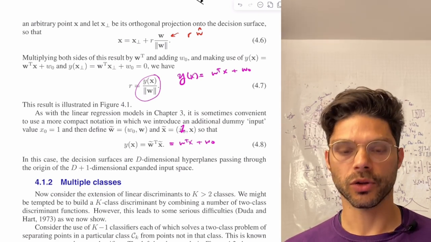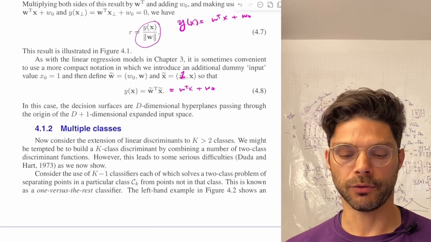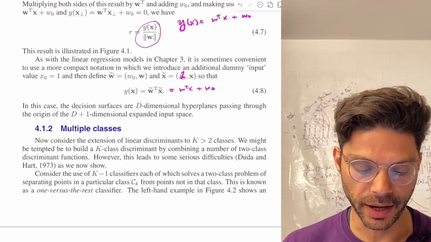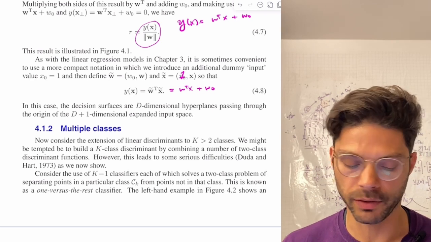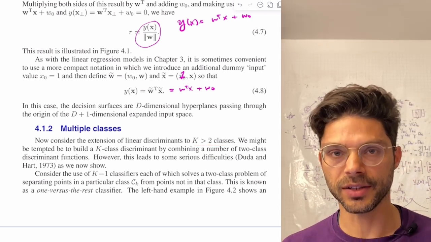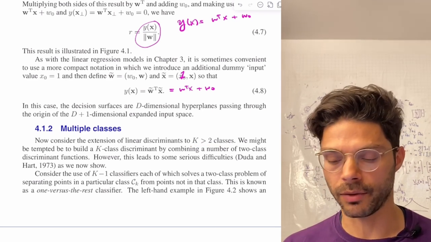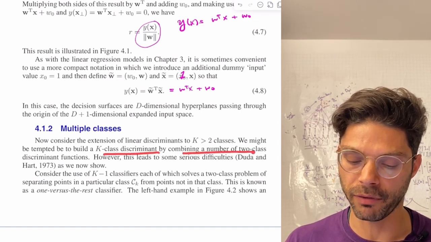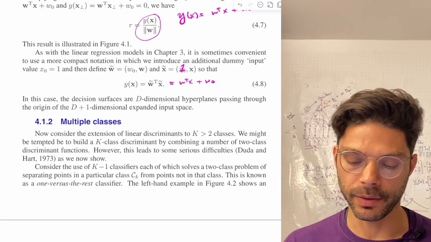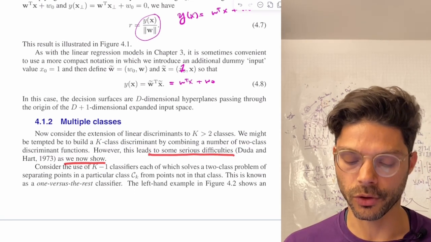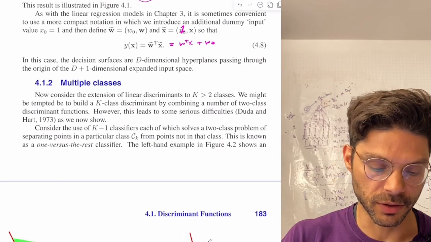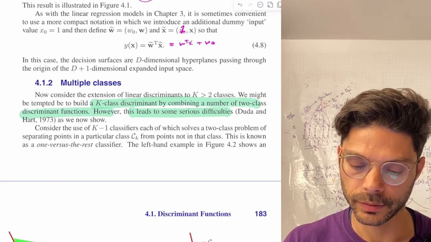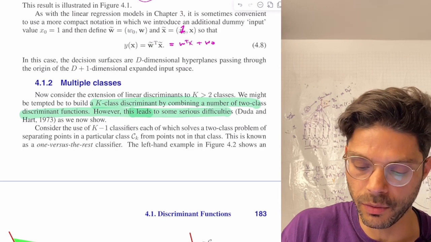I think we might as well now just continue on and do 4.1.2 and talk about multiple classes while we're here. Now let's consider the extension of linear discriminants to K greater than 2 classes. The problems that might arise are kind of interesting. We might be tempted to build a K-class discriminant by combining a number of 2-class discriminant functions. However, this leads to some serious difficulties, as we now show. This is kind of a cool thing, and we'll see why.